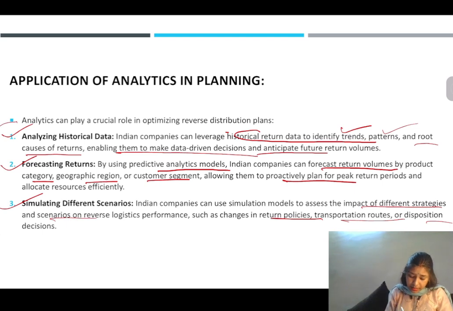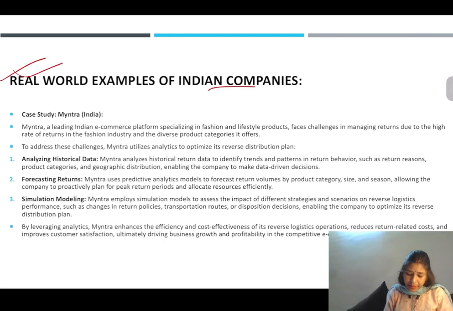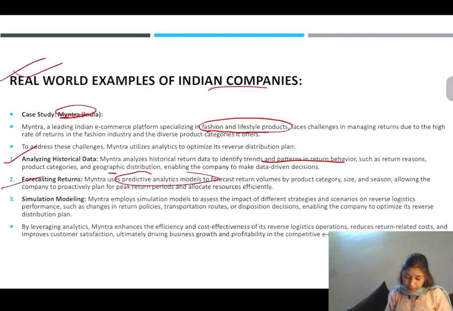So this is the whole approach by which companies, if they apply it, can plan well for the distribution, reverse distribution, right? Here I have taken the real world example of the Indian company Myntra, how it is able to manage the biggest problem for the fashion industry, returns. Myntra is a fashion and lifestyle company, so how are they able to manage? They are also doing the same. They are collecting the historical data to understand the trend and pattern of return behavior. They are forecasting returns using predictive analytics models. They are using simulation models to create scenarios, and thus using data analytics this is helping them in the cost effectiveness of the distribution plan, reverse logistics.